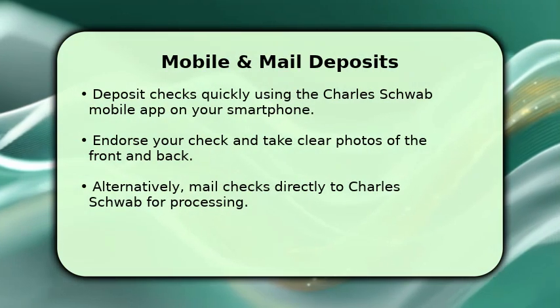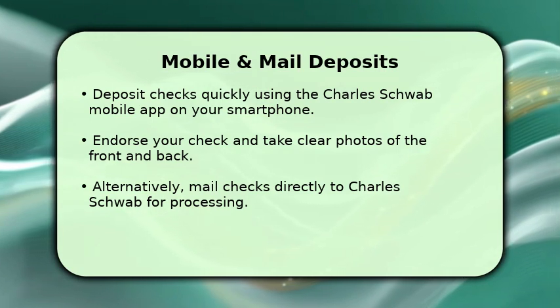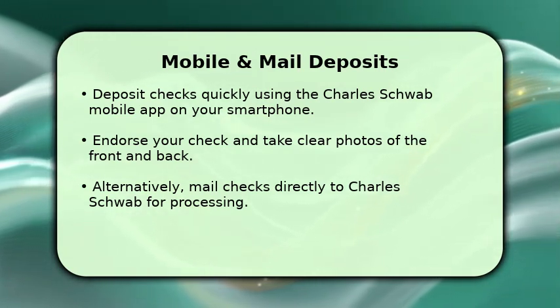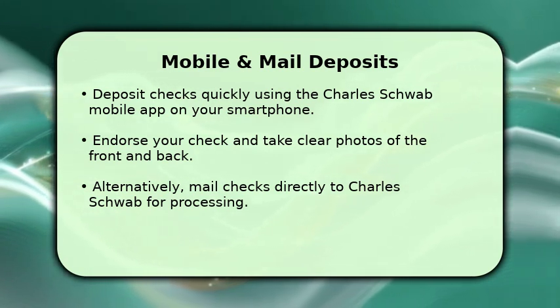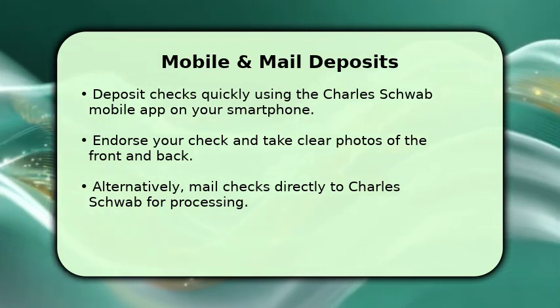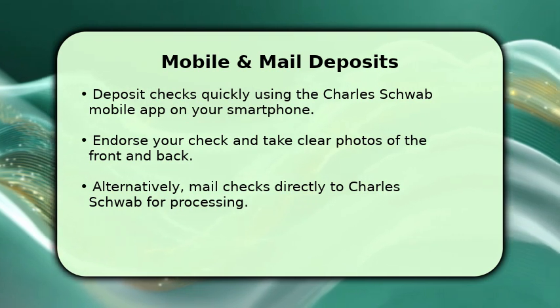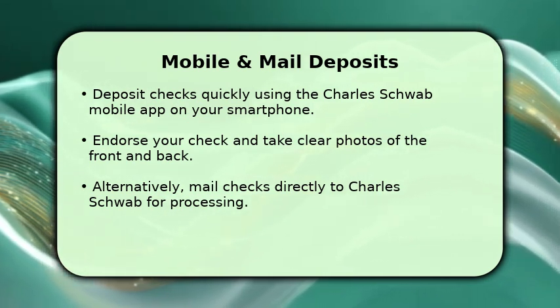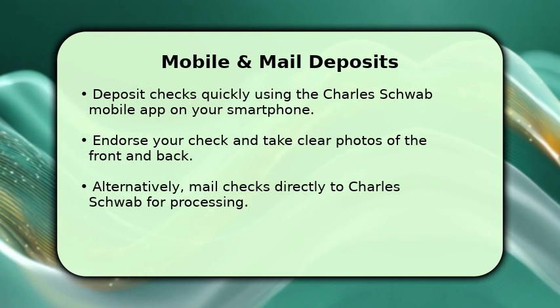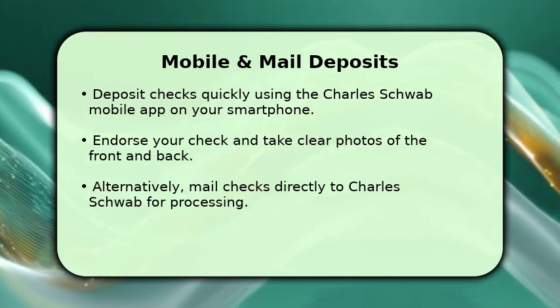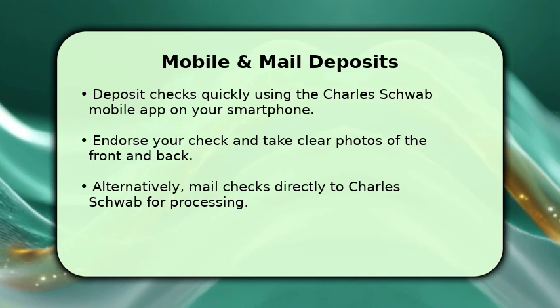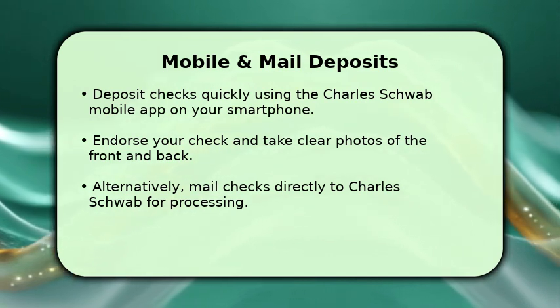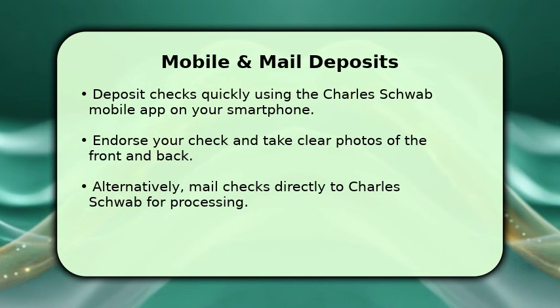For depositing checks, Charles Schwab offers 2 convenient methods. You can use the mobile check deposit feature through the Charles Schwab mobile app on your smartphone. Simply endorse your check, then take clear photos of both the front and back. It's a fast and secure way to add funds. If you prefer, you can also mail your checks directly to Charles Schwab for processing. Be sure to include your account number on the check.